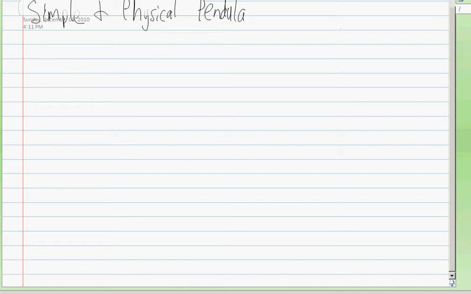This is a video for the simple and physical pendulum. Hey, that's better than I thought. So we're going to talk about simple and physical pendula. Pendula, of course, being the plural of pendulum. So we'll see how that works out for us. We got that going. So, like I said, we're going to talk about those two things.